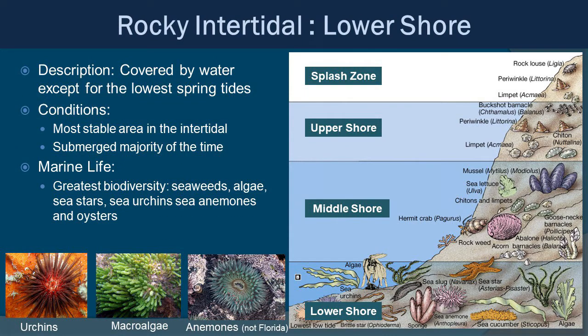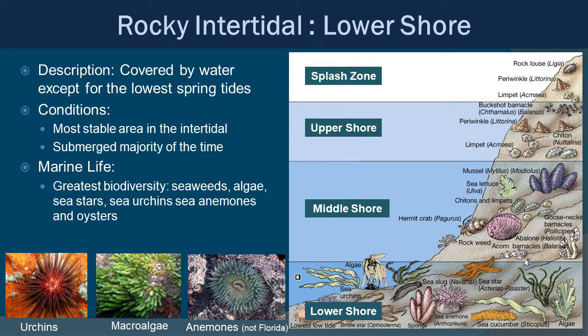Next up is the lower shore. Now, the lower shore is a zone covered by water most of the time, except for the lowest of spring tides. This isn't every spring tide or once a month or anything. This is like maybe once or twice a year, where you have these really, really low spring tides, very high spring tides, that kind of thing.